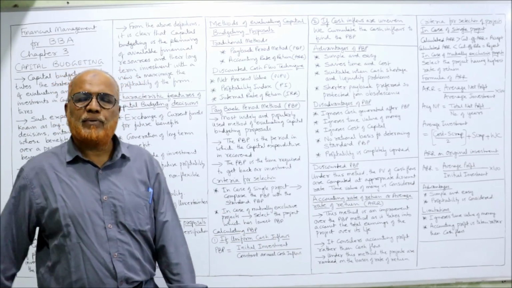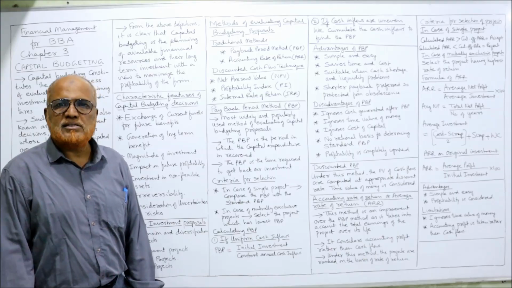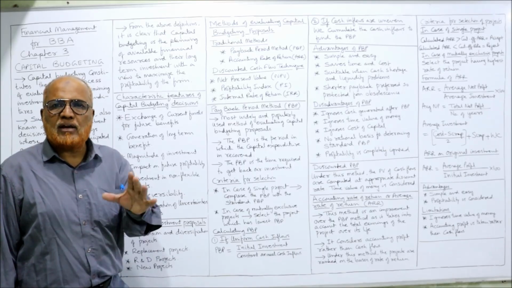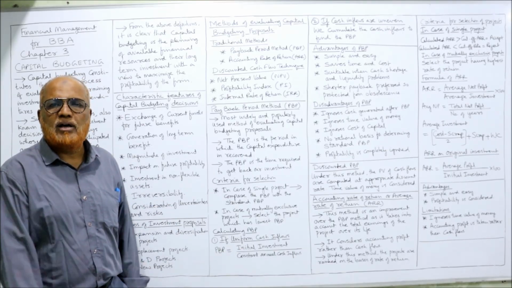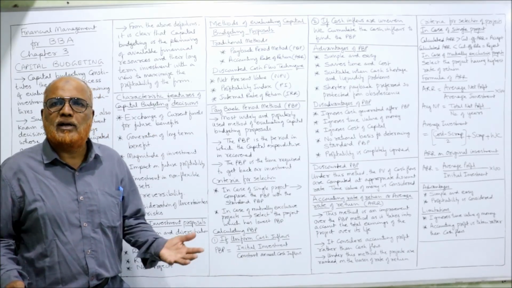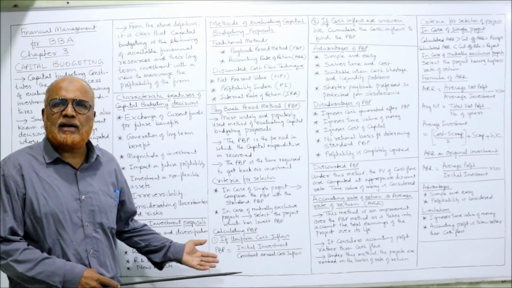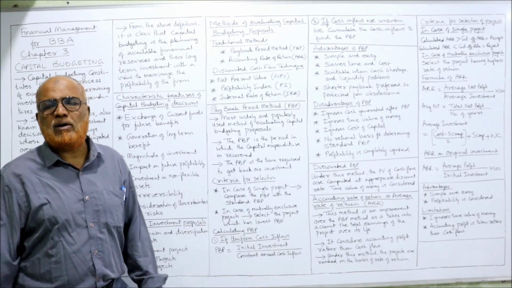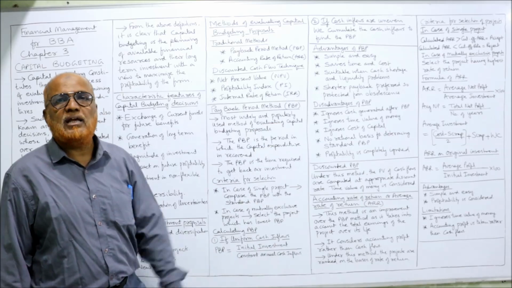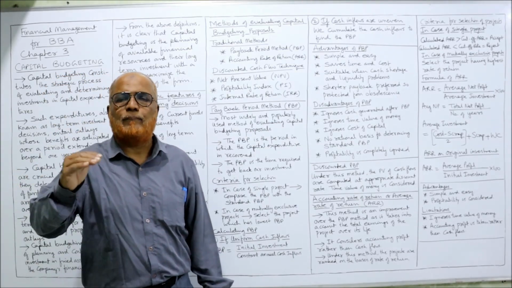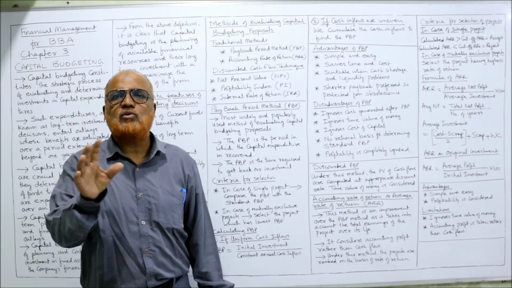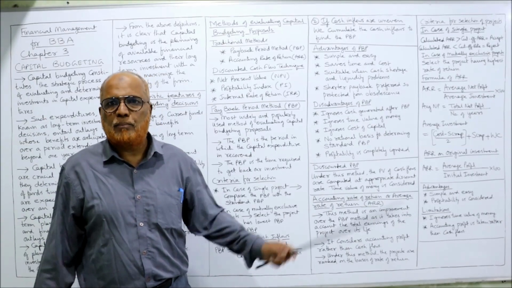Next is calculating PBP. How to find out PBP? Formula is there. If the annual cash inflows are constant, every year cash inflow are constant, simply apply the formula: initial investment divided by constant annual cash inflow. You will get the PBP. Simple formula you apply, get the PBP. But this formula will be applied only if the cash inflows are constant. But if cash inflows are uneven, not constant, fluctuating, in that case we calculate cumulative cash inflows to find out the PBP. That I'll explain while doing the problem.